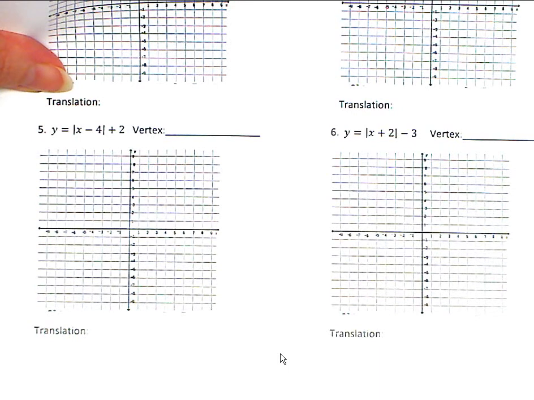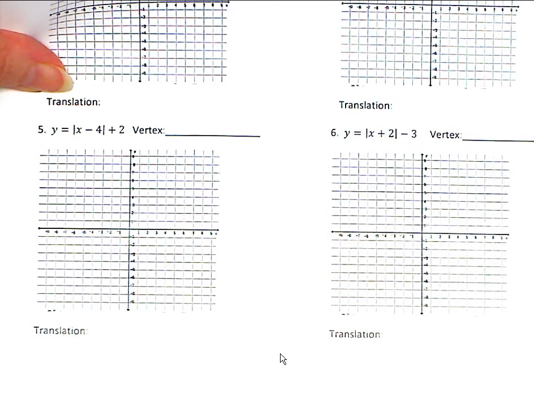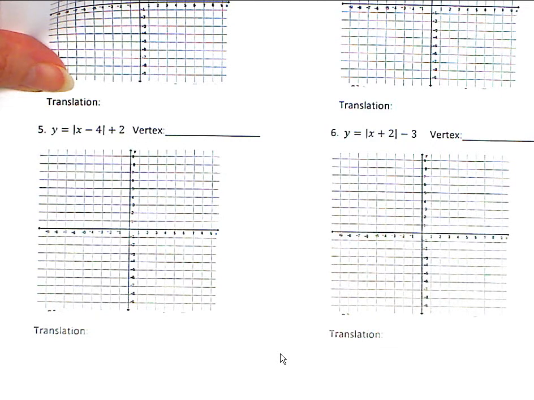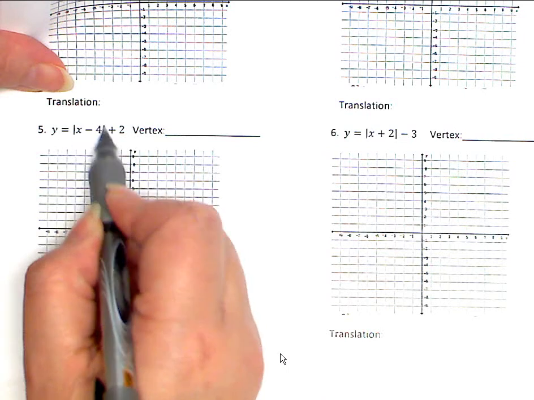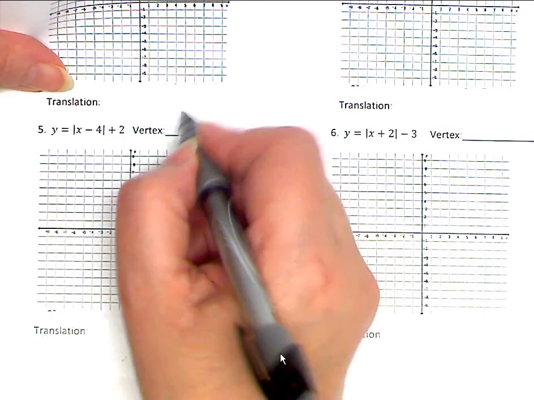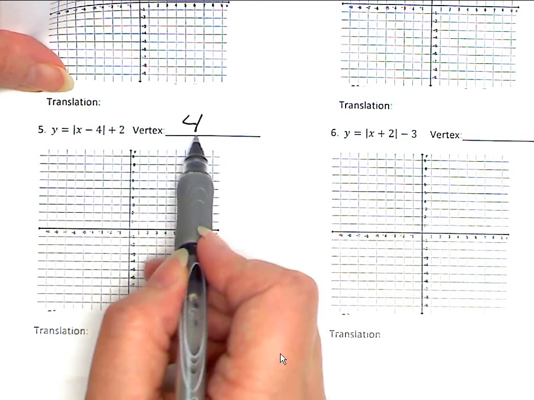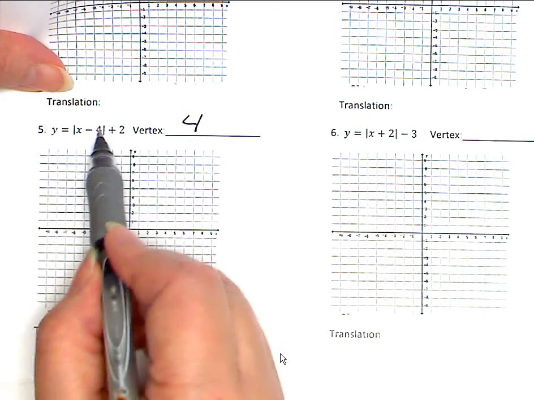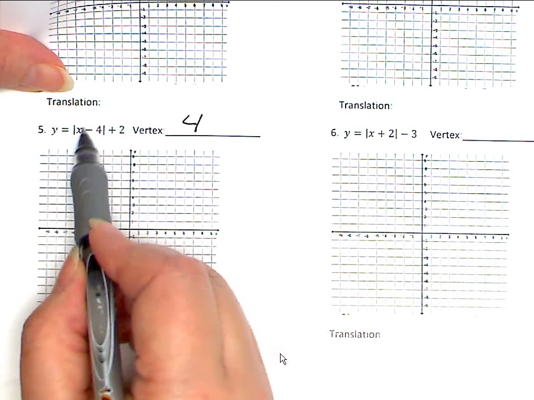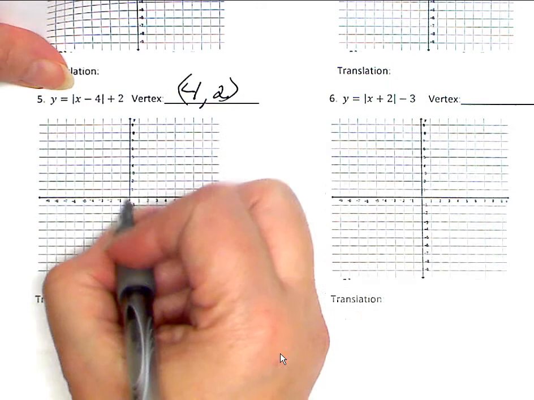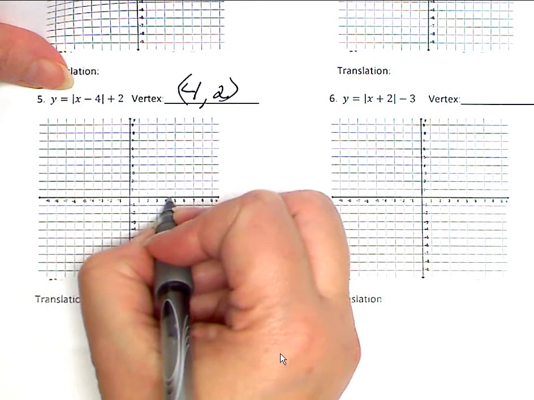Number 5. The place you start. So always look, the first thing you have to look to find the vertex, you look to see what makes the absolute value 0. So what makes the absolute value 0? 4. Because 4 minus 4 is your 0. Then for your y value, it's what is it at that point? So we have here, this is 0, it would be 2. So you plot that point, 4, 2, 1, 2, 3, 4, and up 2, 1, 2.